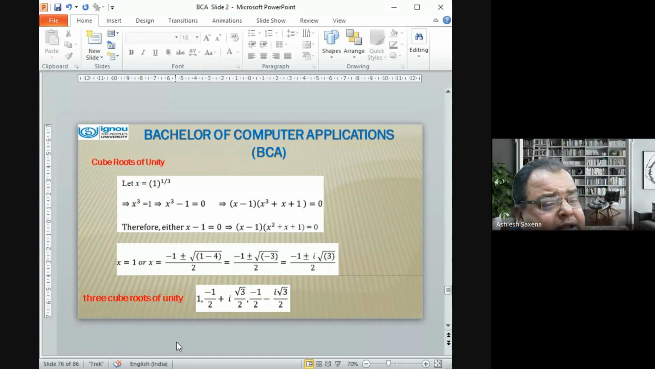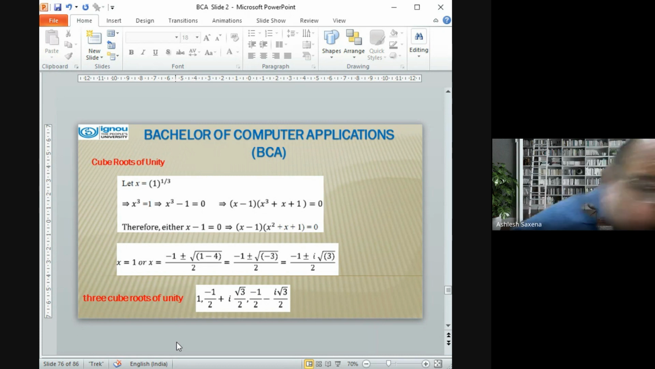Now x is equal to 1 is clear, but it is not possible to break the middle term of the quadratic part. So we will be using the formula. What is the formula? Minus b plus minus under root b square minus 4ac upon 2a. We will be applying it over here. Now you can see that it is minus 1 plus minus under root minus 3. This under root minus 3 can be written as iota root 3. That means your value of x will be equal to minus 1 plus minus iota root 3 by 2.